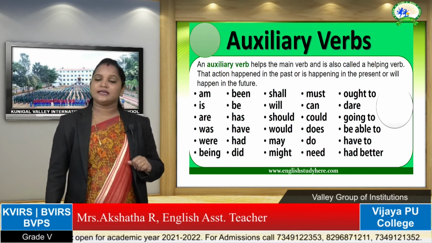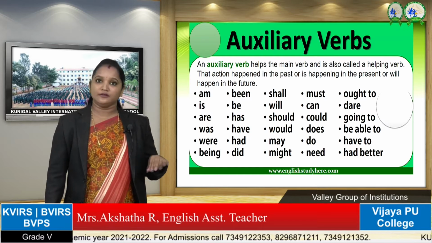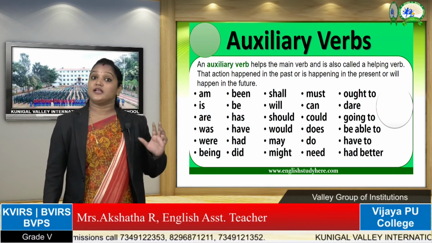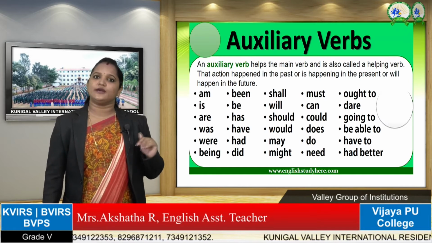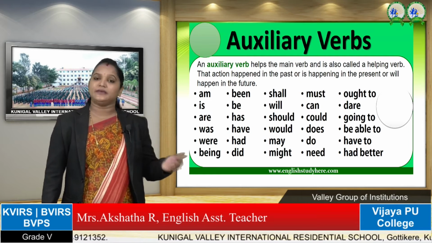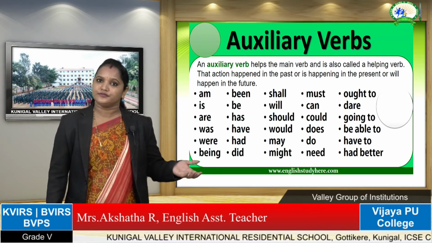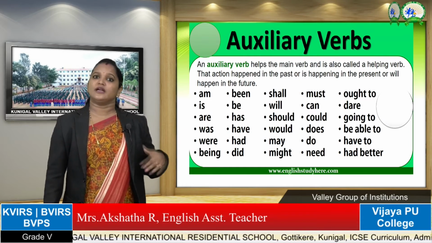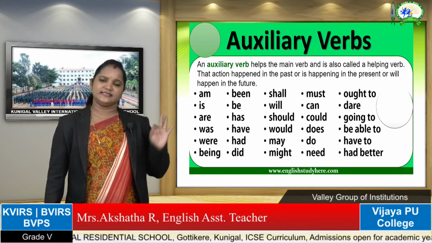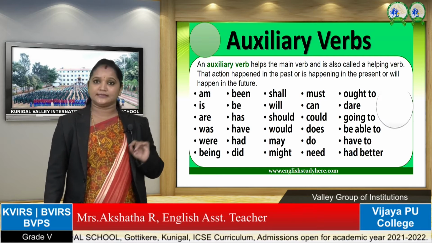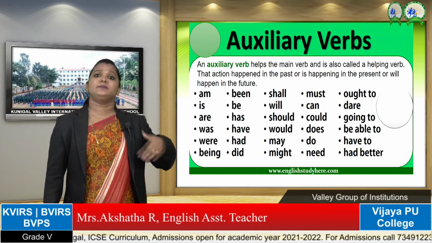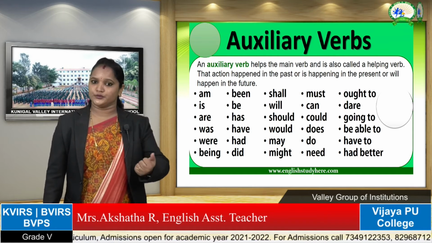Same auxiliary verbs. An auxiliary verb helps the main verb. Why do we use this auxiliary verb? Because they help the main verb and it is also called a helping verb. That's the reason they are called helping verbs. To show whether the action happened in the past, is happening in the present, or will happen in the future, we use these kinds of verbs. You know, is means it is in the present tense. The action is going on in the present. Was means it was going on in the past. Will be means it will be happening in the future.